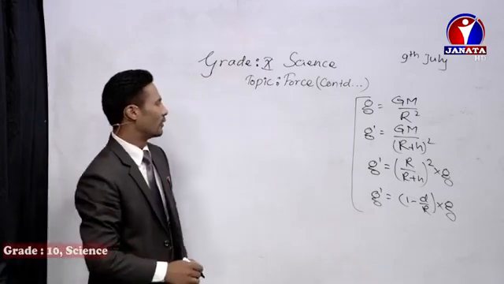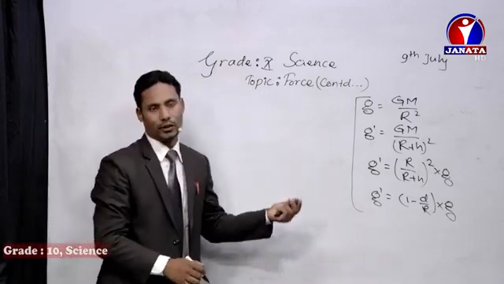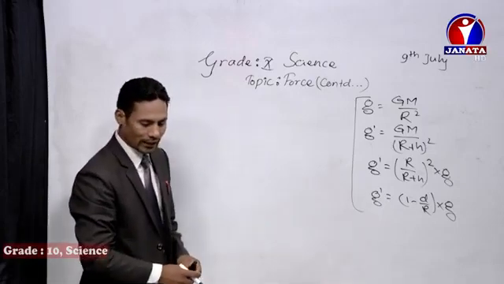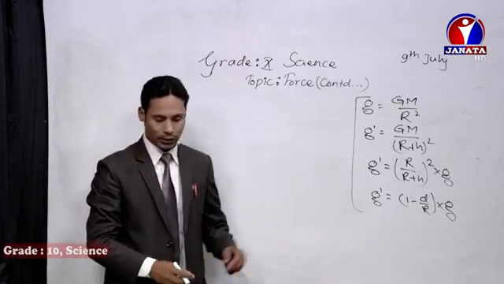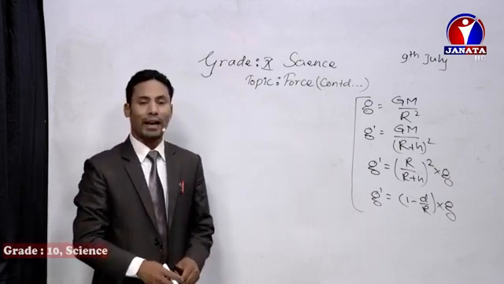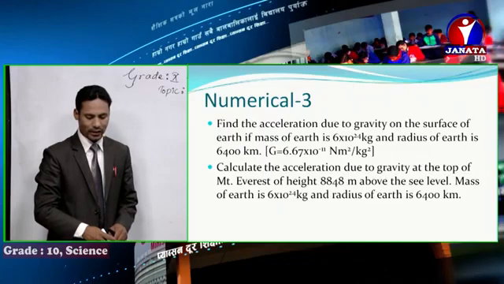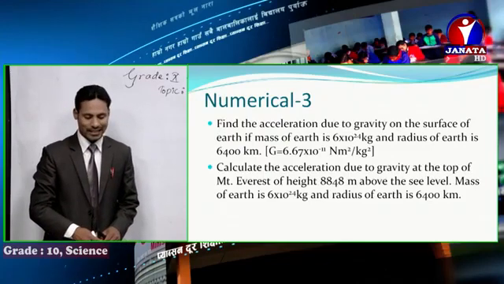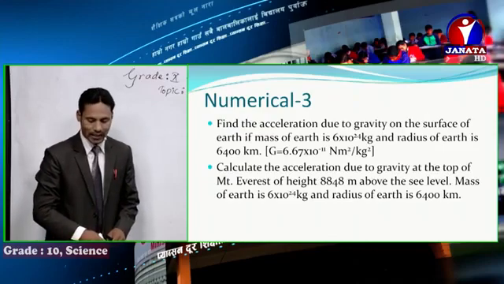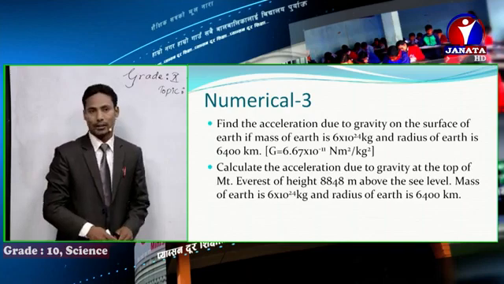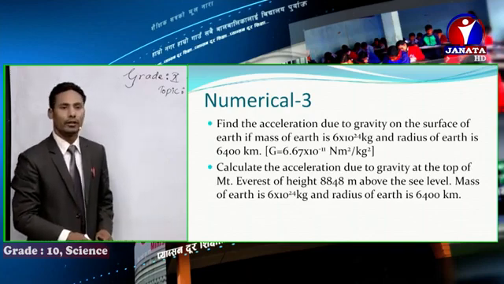So today we will solve some numerical problems related to these formulas. Let's see some numerical problems. You can see on the screen also. The first one: find the acceleration due to gravity on the surface of Earth if the mass of the Earth is 6 into 10 to the power 24 kg and the radius of Earth is 6400 kilometer. So this numerical problem we are going to solve.